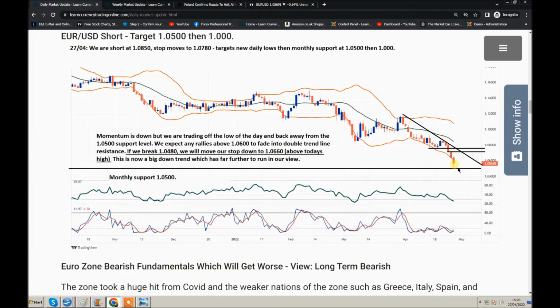Now, how would you play getting into the trade? I personally think we'll probably get a little bit of a rally. If we get above 106, okay, just sell back through the round number or come off these resistance levels, okay?